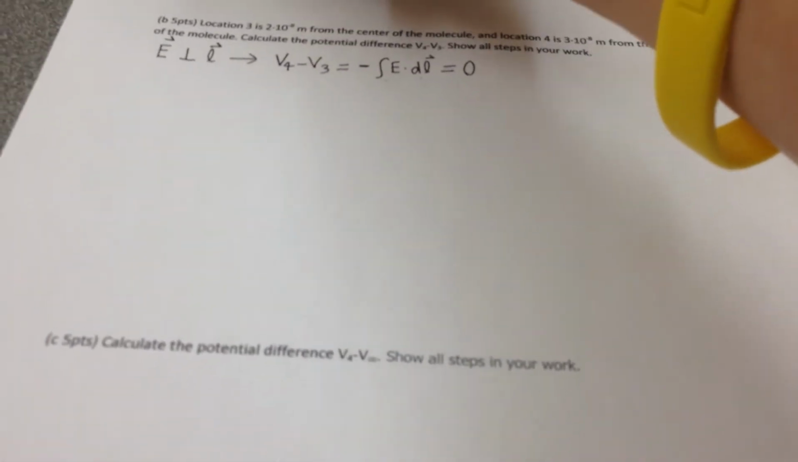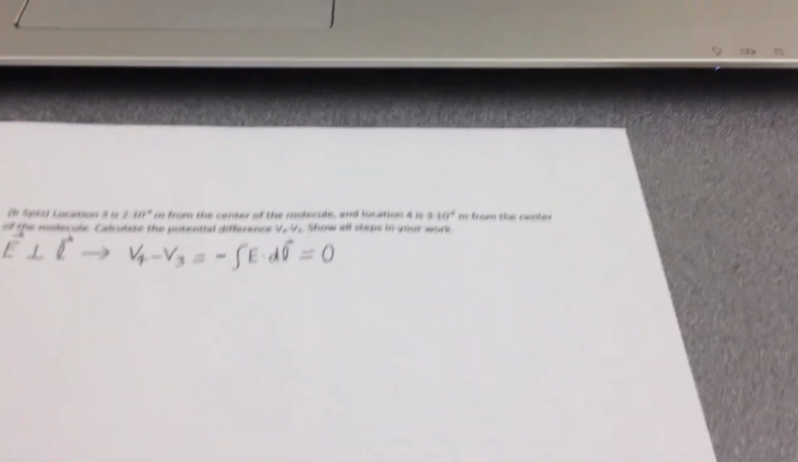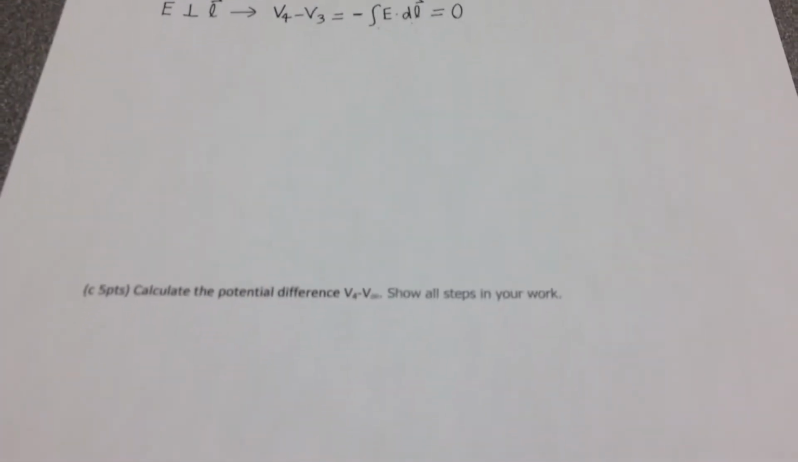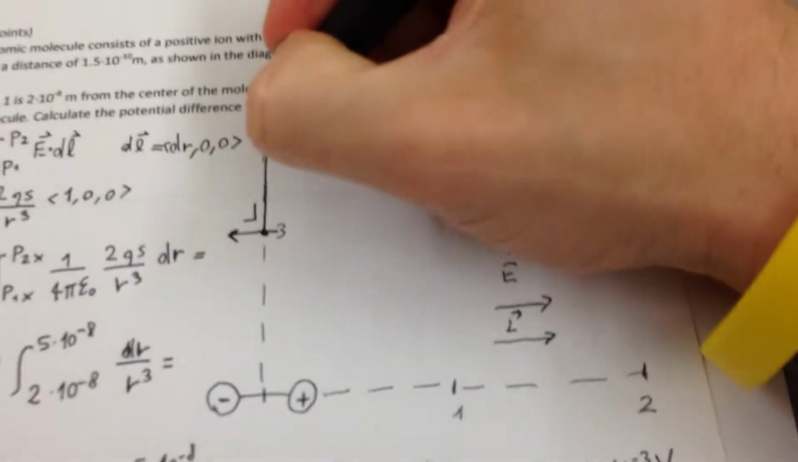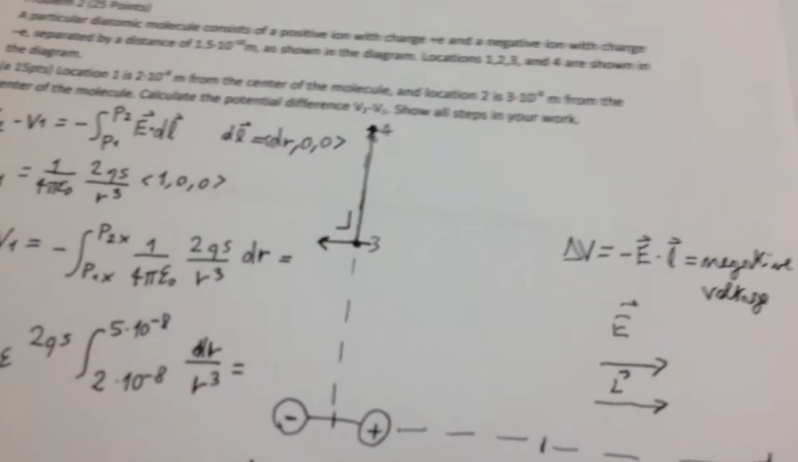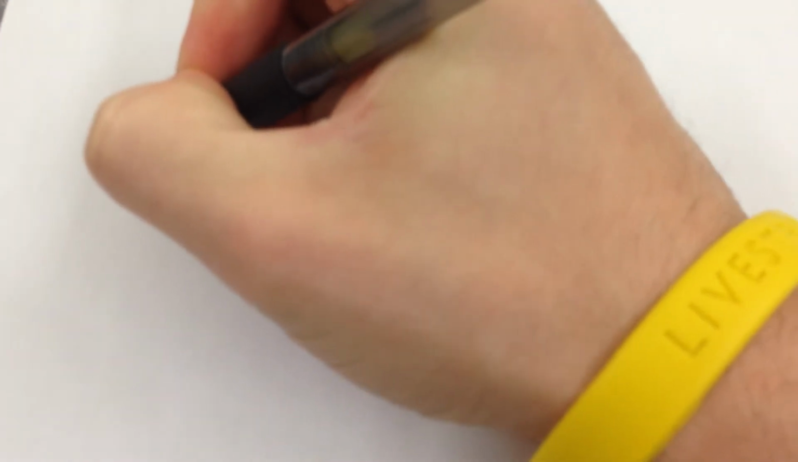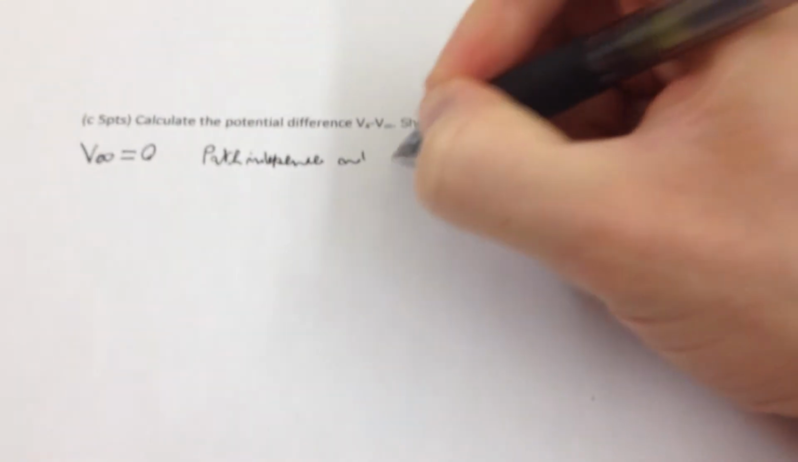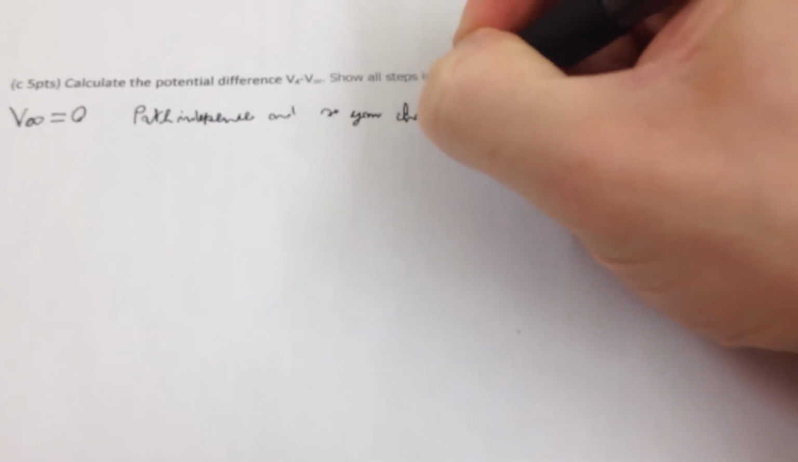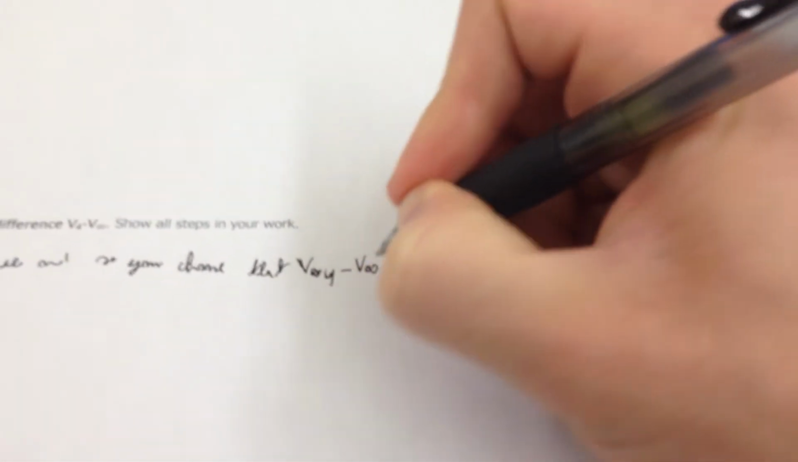Now, part C is calculate the potential difference V4 minus V infinity and show all steps in your work. And this was where I had some problems. So we have to determine the voltage from very, very far away to here. Now, the way we do it is, we know that the voltage at infinity will be 0. And because of path independence, you can choose V infinity y equal to V infinity equals 0, because you know that the voltage is path independent.